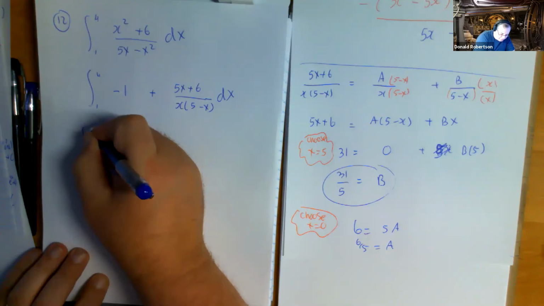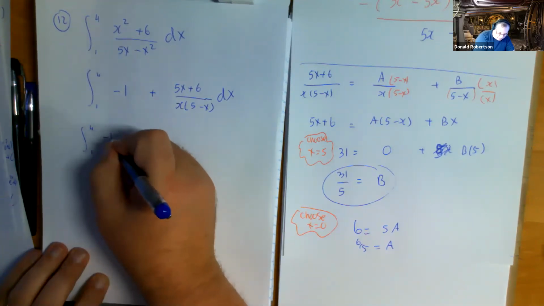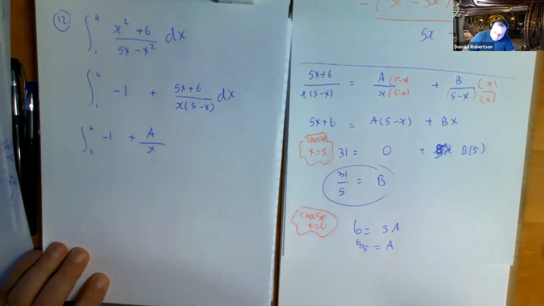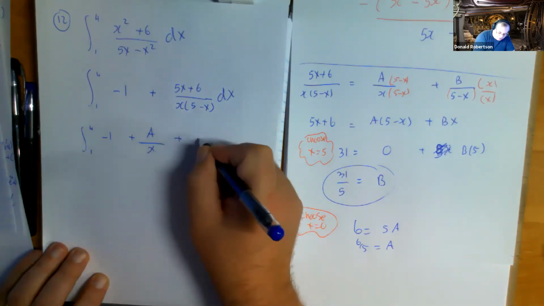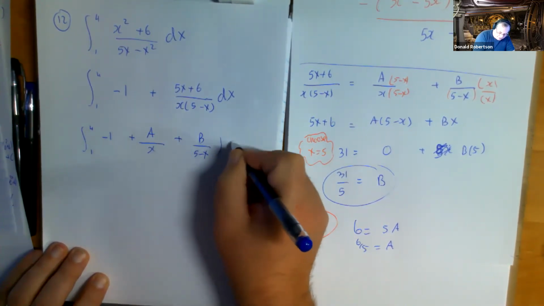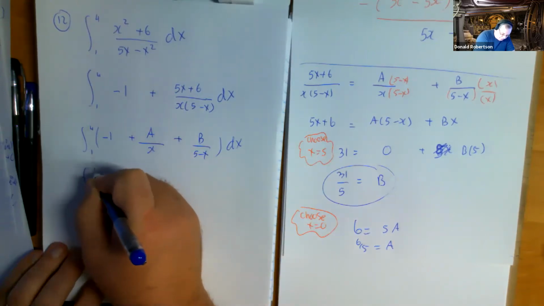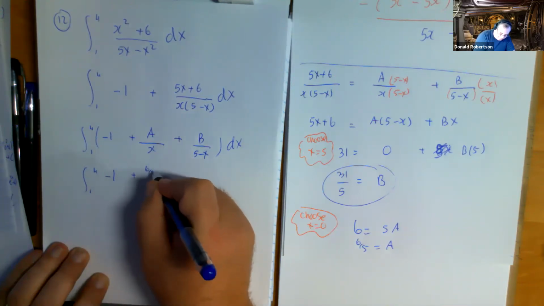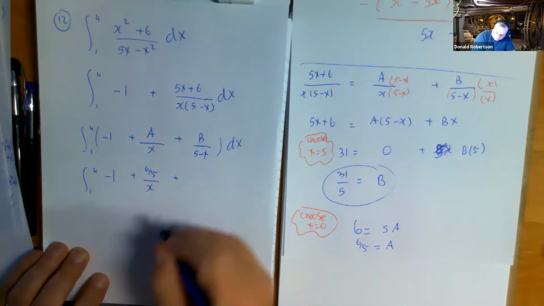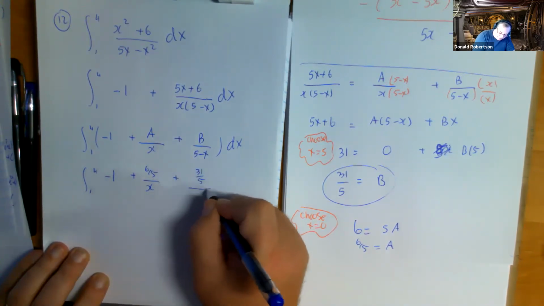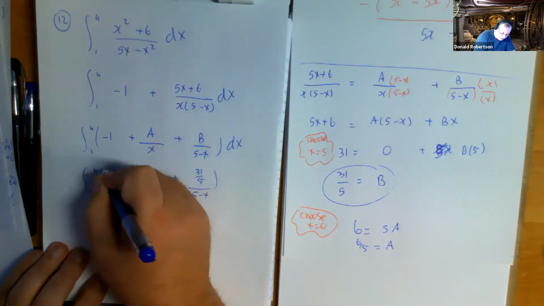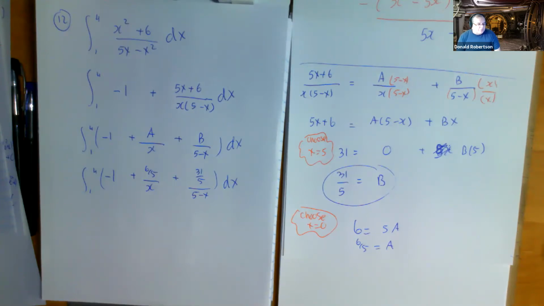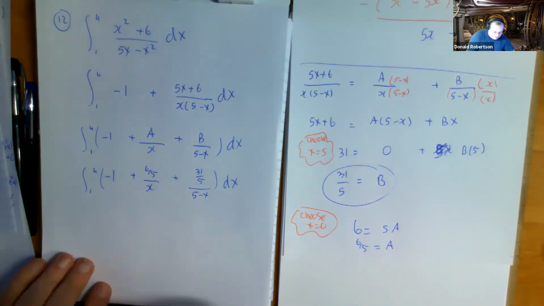So this is going to be the integral from 1 to 4 of -1 plus a over x plus b over 5 minus x dx. That's going to be the integral from 1 to 4 of -1 plus 6/5 over x plus 31/5 over 5 take away x dx. You all comfortable with the values? They look good. Okay, let's integrate.